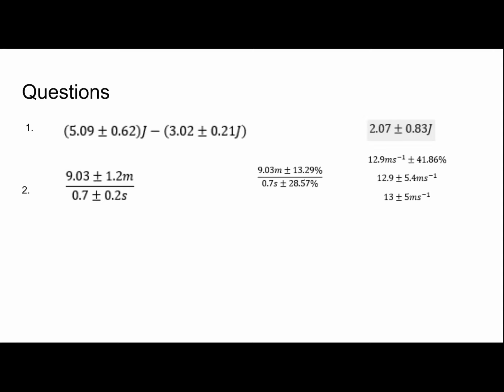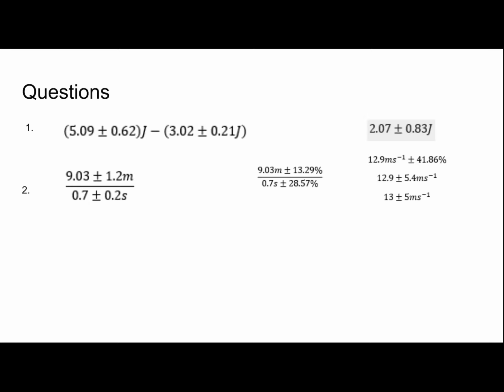meters per second. The reason it's meters per second is because we have meters over seconds, meters at the top, seconds at the bottom. Plus or minus 13.29 plus 28.57%, which is 41.86%. At this stage, we need to convert it back to an absolute uncertainty, so we divide the percentage by 100 and then multiply by 12.9. We'll get 12.9 plus or minus 5.4 meters per second.